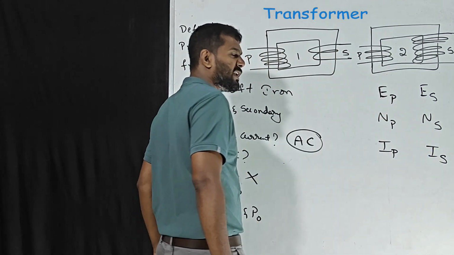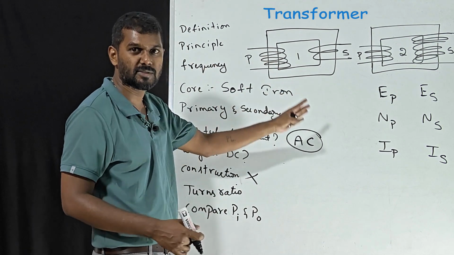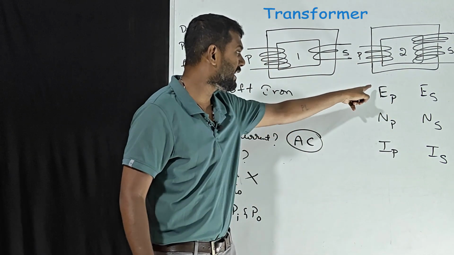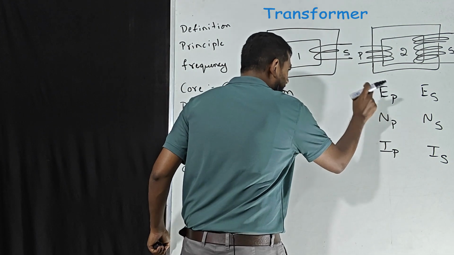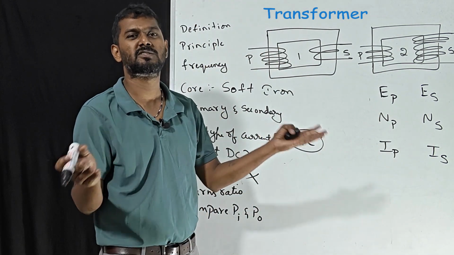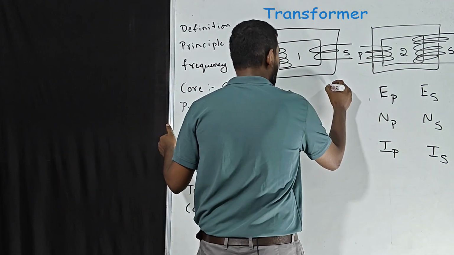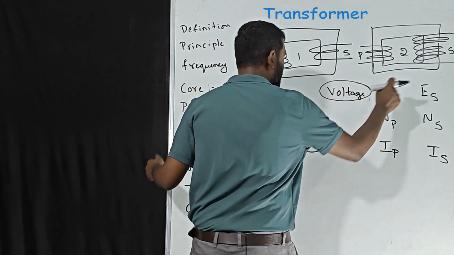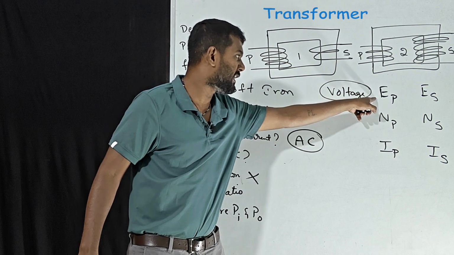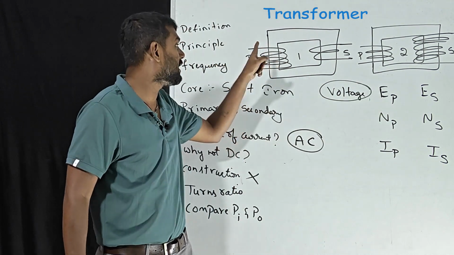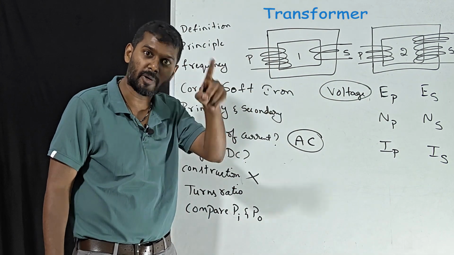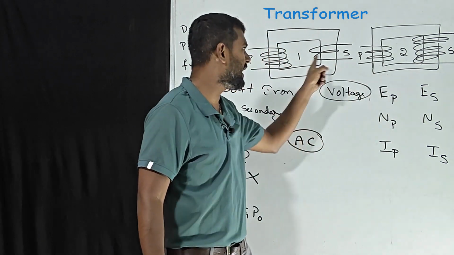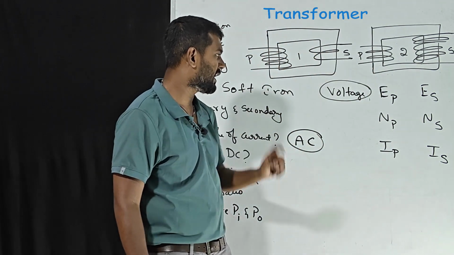P represents primary side, S represents secondary. E is nothing but EMF, and EMF is nothing but the voltage. So E represents voltage. EP means voltage at primary, and ES means voltage at secondary, in any one of the diagrams.